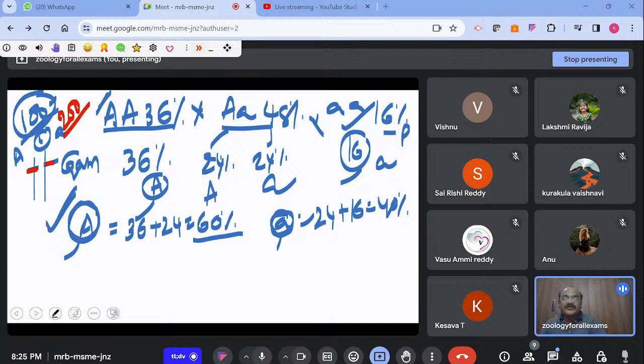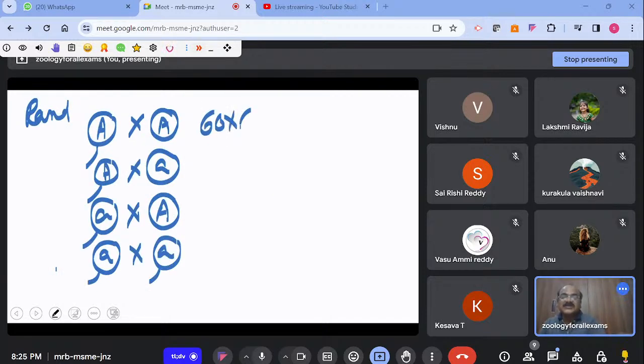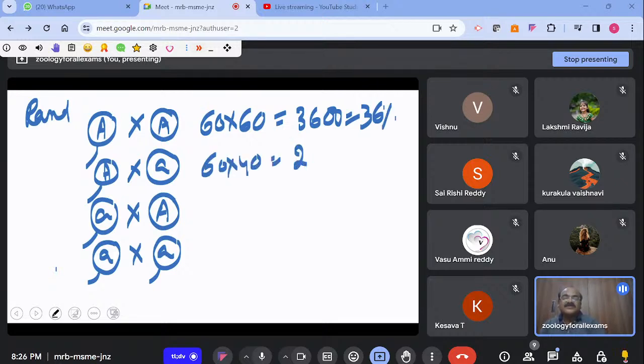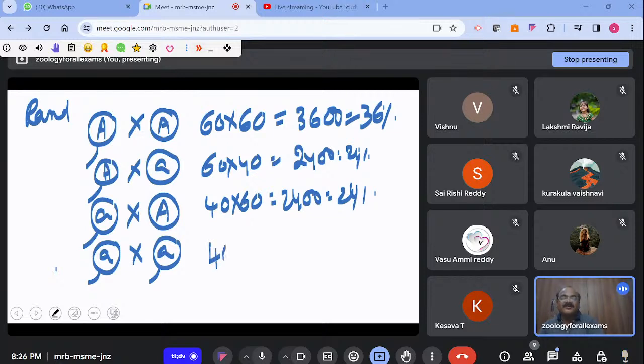So, what is the percentage of gametes produced? Capital A 60 and small a 40. So, there is 60 into 60. How many? 3600, that means 36%. 60 into 40 is 2400, that is 24%. 40 into 60 is also 2400, 24%. 40 into 40 is 1600, that is 16%.